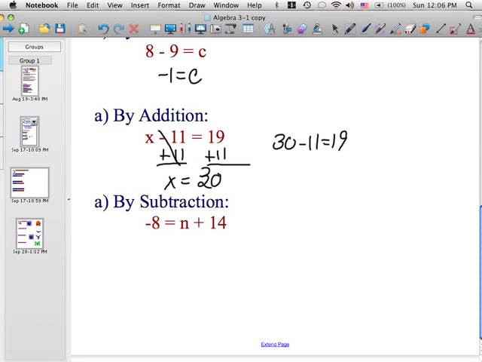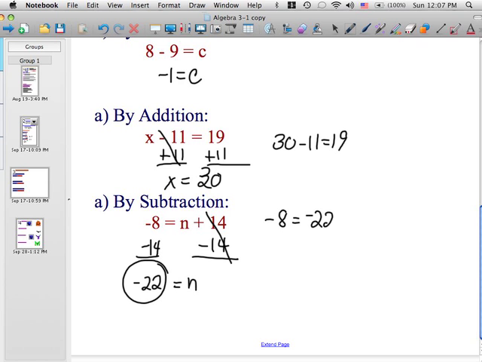And this is transformation by subtraction. I want to get rid of the plus 14. I want the opposite of that, which would be minus 14. When I solve, the opposites go out, so that leaves me n on the right, and negative 8 and negative 14 make negative 22. And again, I can check that. Negative 8 should equal negative 22 plus 14, and it does.